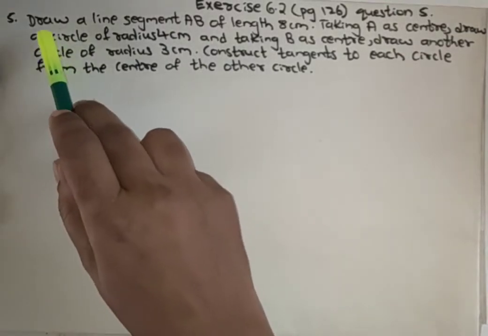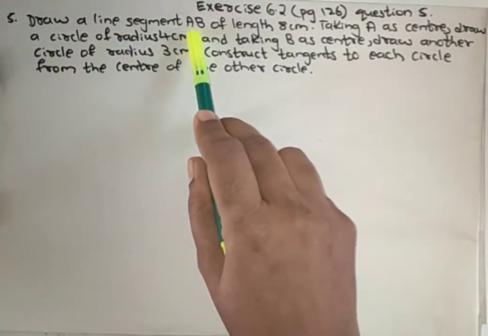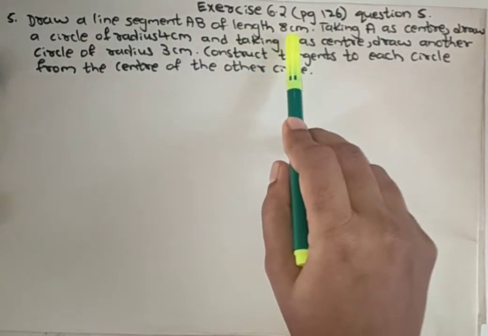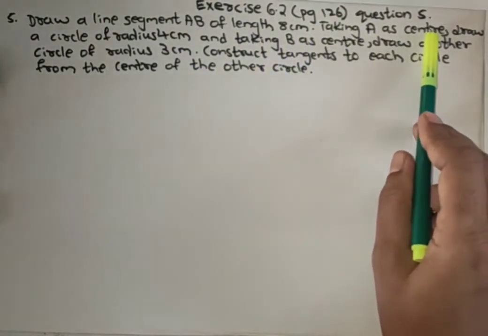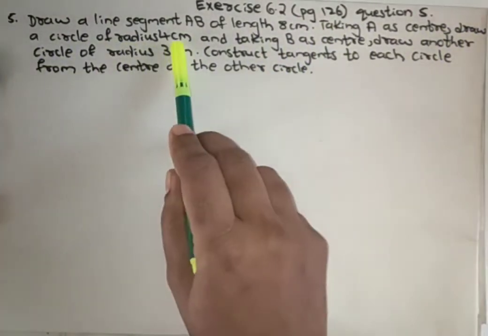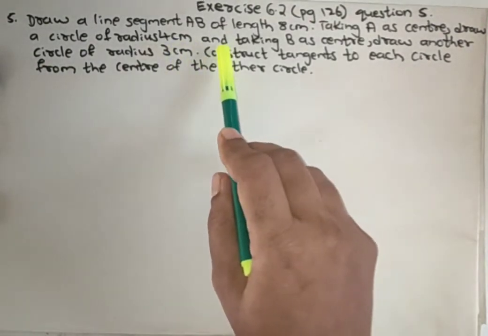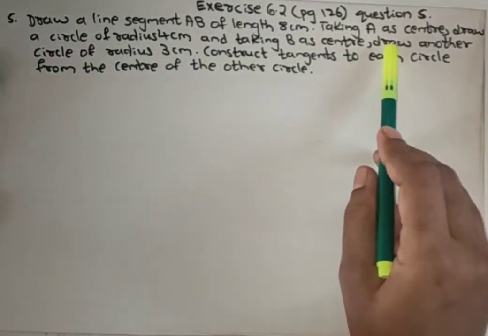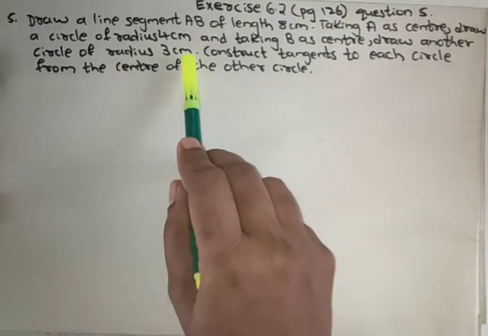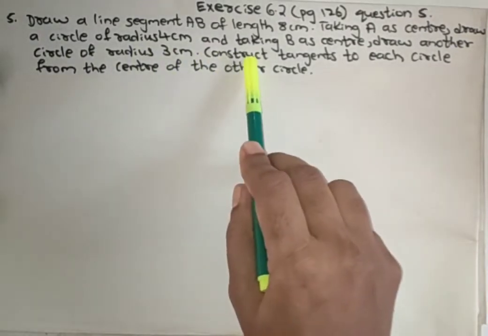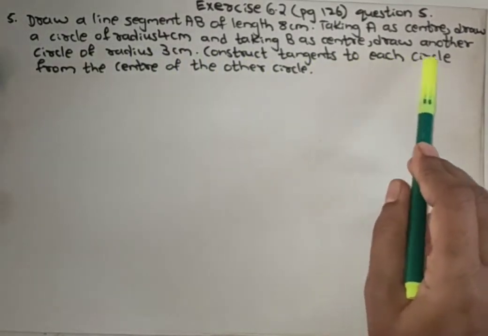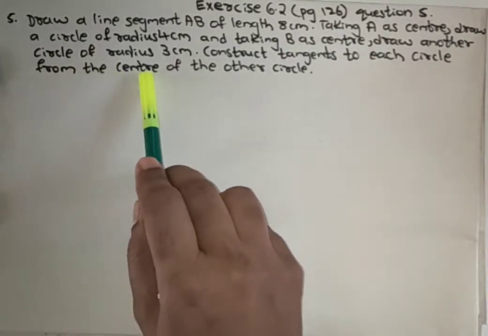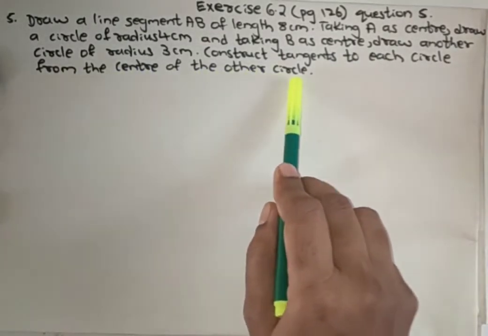Fifth question. Draw a line segment AB of length 8 cm. Taking A as center, draw a circle of radius 4 cm. And taking B as center, draw another circle of radius 3 cm. Construct tangents to each circle from the center of the other circle.